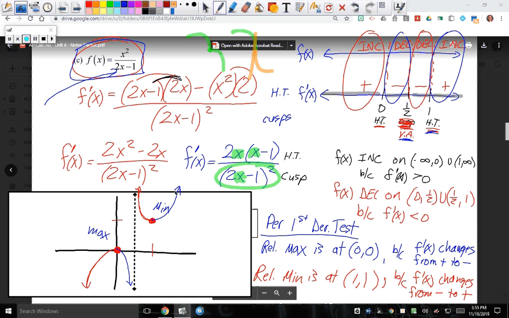The relative max that we said occurred at 0, 0 is satisfied. The relative min at 1, 1 is satisfied. And all of these increasing, decreasing, increasing, decreasing to these things also did occur.